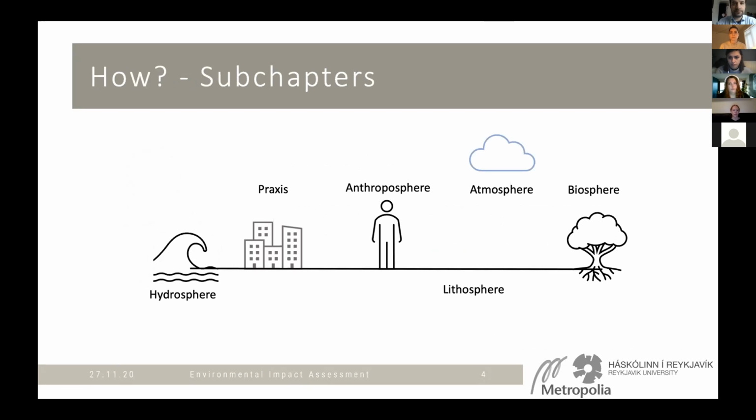Yes, as we said, we will look at the environmental and social impact of Veganuary, and that is how being vegan for 1 month affects the soil, land, air, water, ecosystem, and us humans. So therefore we will divide our report, like many others, into 6 sub-chapters: lithosphere, hydrosphere, biosphere, atmosphere, anthroposphere, and praxis, and that's where we'll dig deeper into those topics.